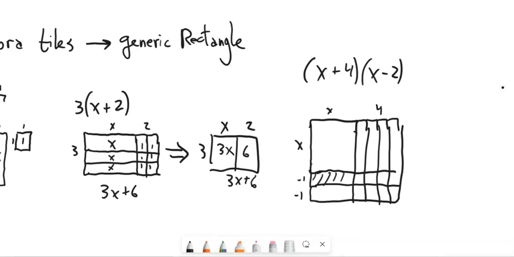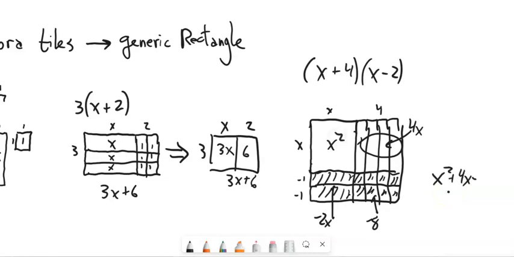So these would be negative. These are negative x's in here. If I have a positive times a negative, these would all be negative, all these little ones that are in here. So I've got an x squared. Here I have 4 x's. Here I have negative 2 x's, and in here I have negative 8. And so basically I have x squared plus 4x minus 2x minus 8. 4x's minus 2x's, like these two would combine with 2 of those to make a 0. So I'm really left with just 2 x's: x squared plus 2x minus 8.